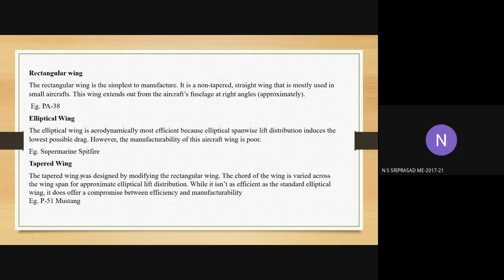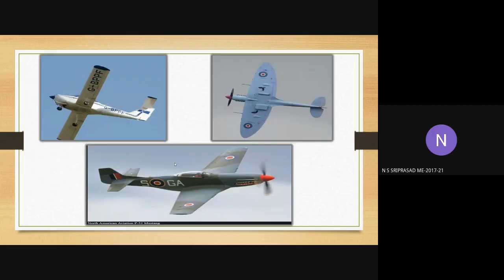Then you have a tapered wing. This particular wing, from the root to the tip, begins to taper, and the chord of the wing varies. Chord, I told you, is the distance between the leading edge and the trailing edge. From the root it will be the maximum, at the tip it will be the minimum. That is an example of the P-51 Mustang, and these are your pictures.